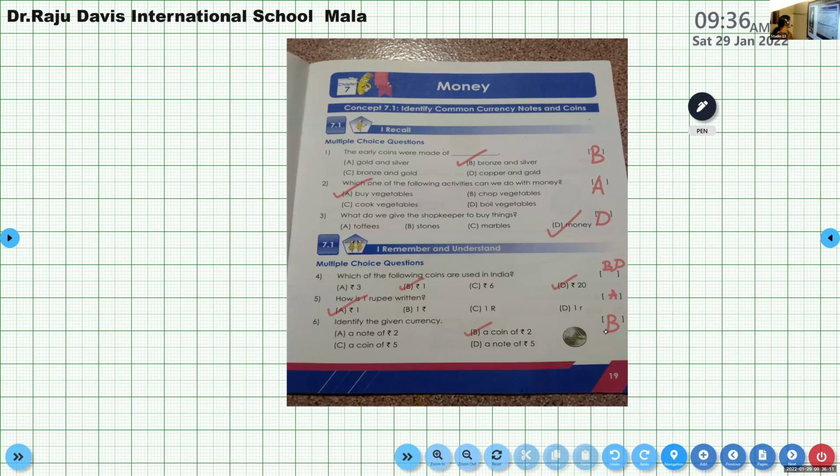Those who have completed, you can take page number 20. All of you have completed. Let's move to number 20. Page number 20. Yes. So here we have fill in the blanks.